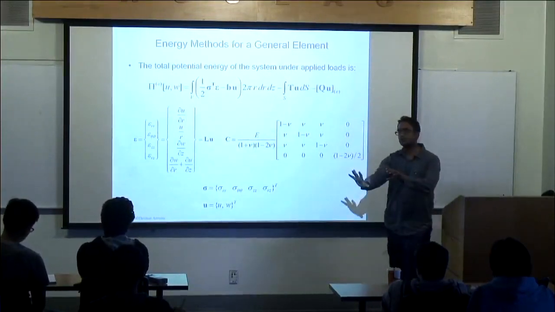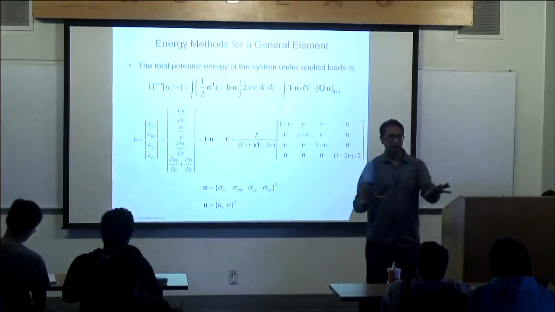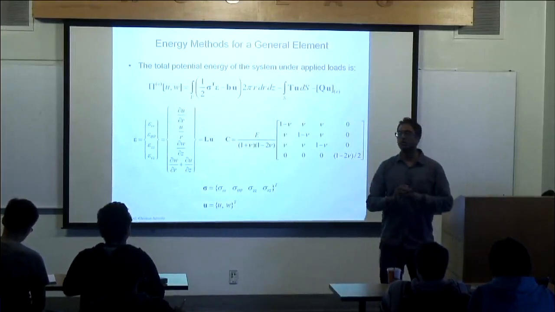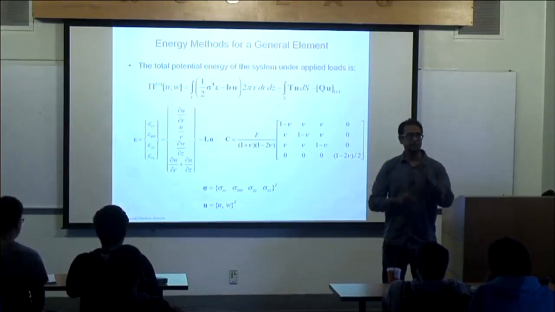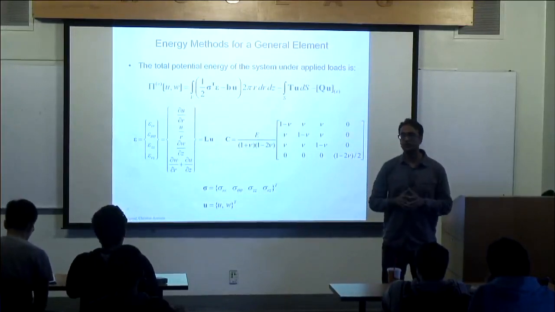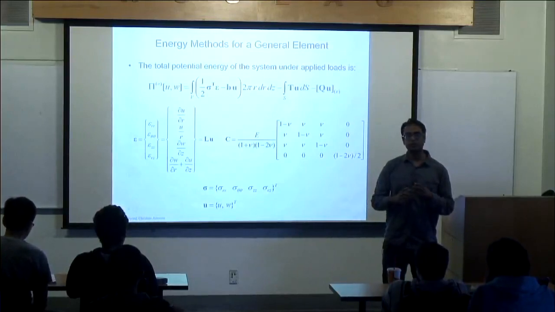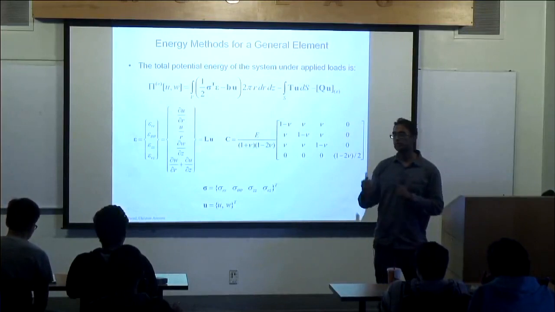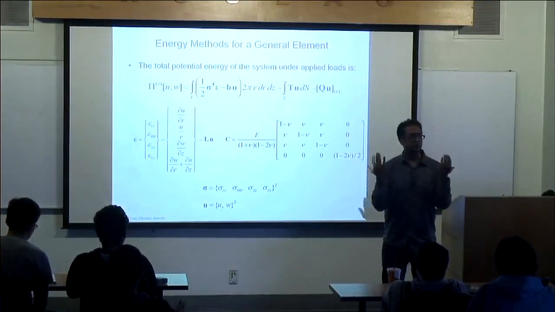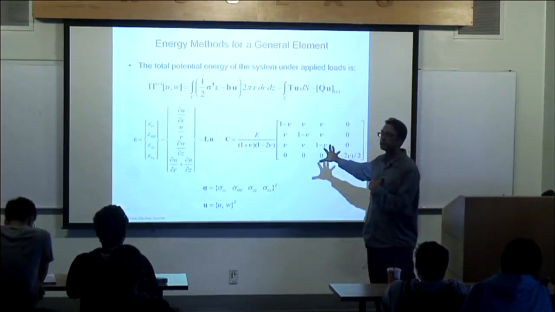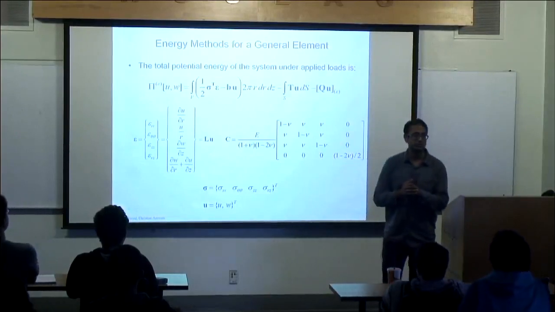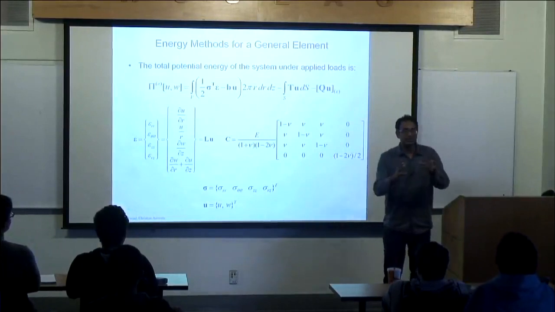So in plane strain and plane stress, we did have two unknown quantities, the displacements in the U direction and the displacements in the V direction, so vertical and horizontal. But in that case, we only had a 3x3 stiffness matrix. Here we have 4x4 because the hoop direction contributes in the stiffness matrix. That's what makes this different compared to plane stress and plane strain. Okay? Makes sense, don't you think?